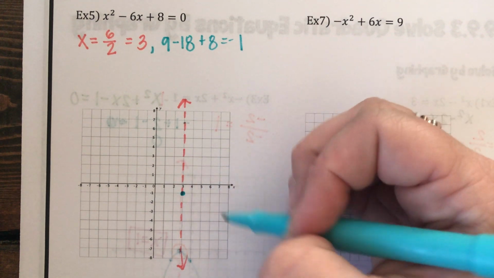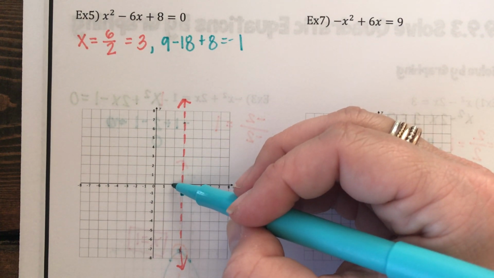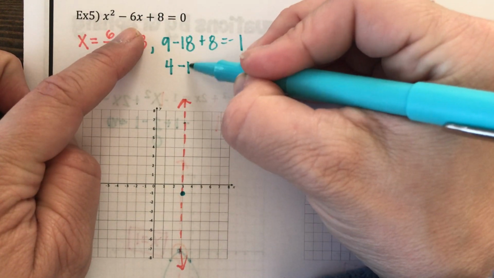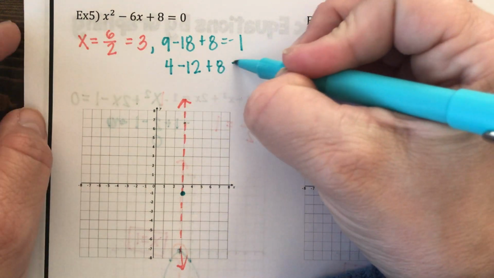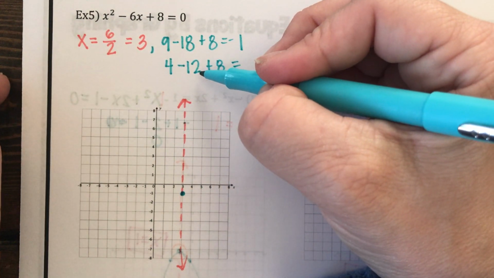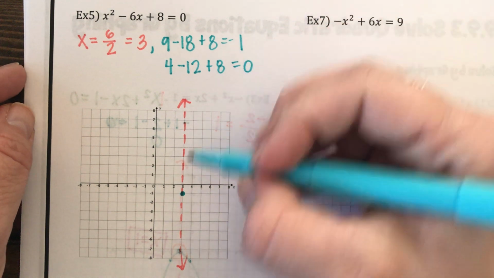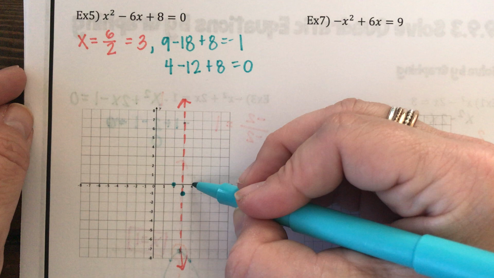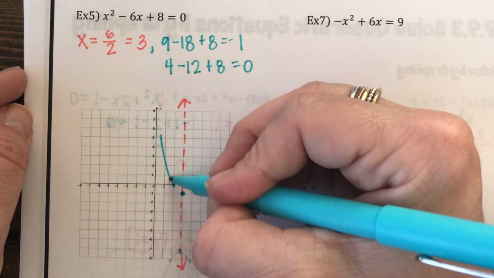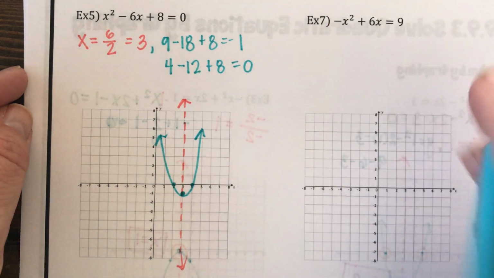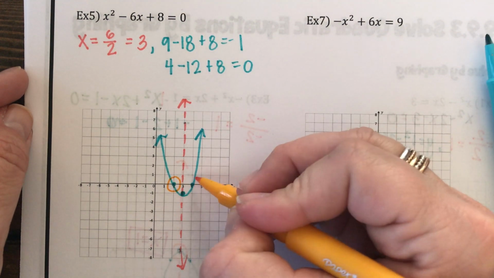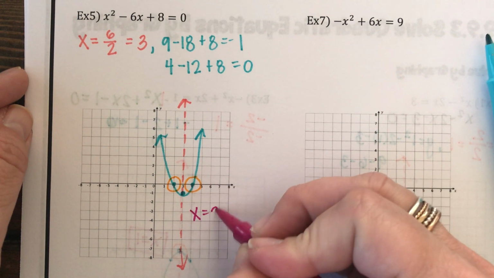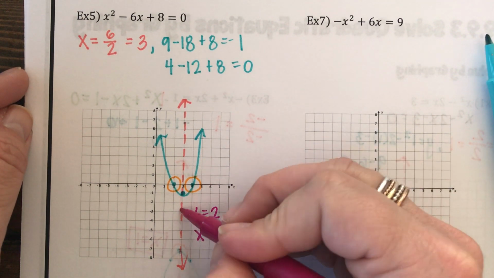It's going to open up, right? So I know it's going to cross. So let's put in a 2. 2 squared is 4 minus 6 times 2 is 12 plus 8 equals 4 minus 12 is negative 8 plus 8 is 0. So when I put in a 2, I got a 0. So that's 1 to the left, 1 to the right is 4. I don't have to do anything else on my parabola because I already know the two solutions are sitting on 2 and 4.